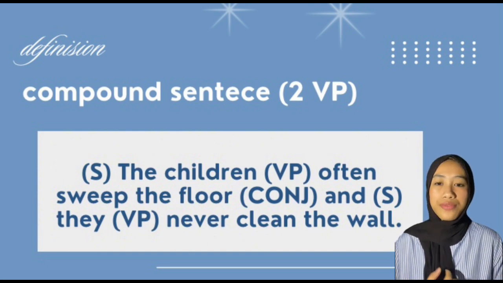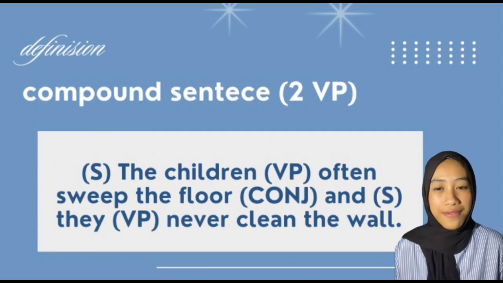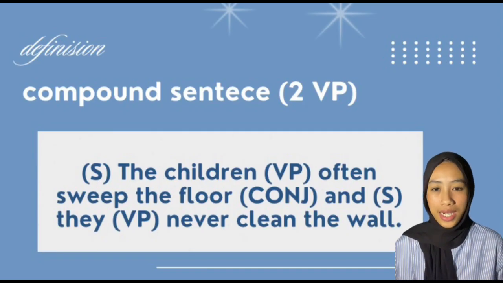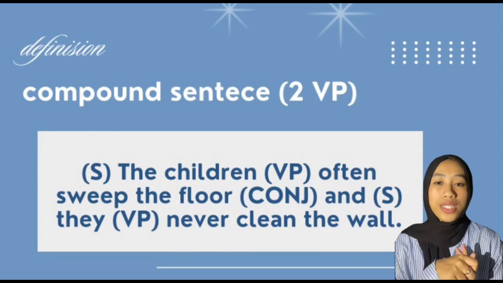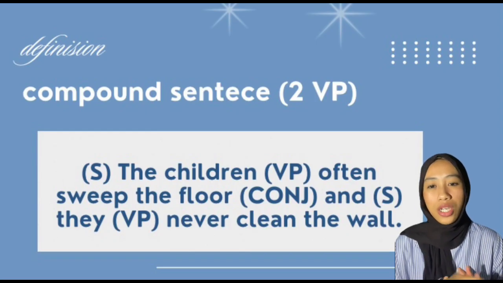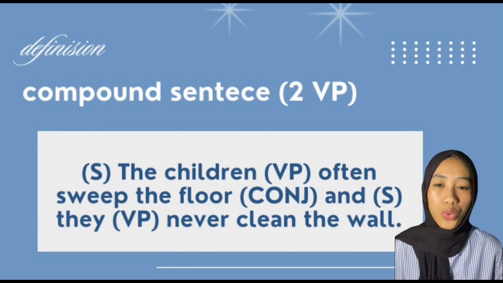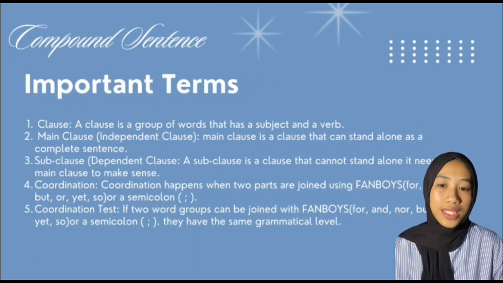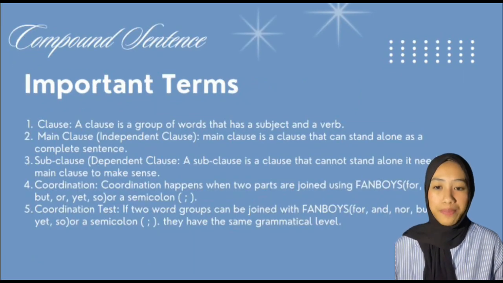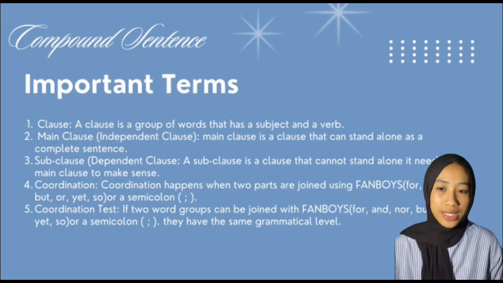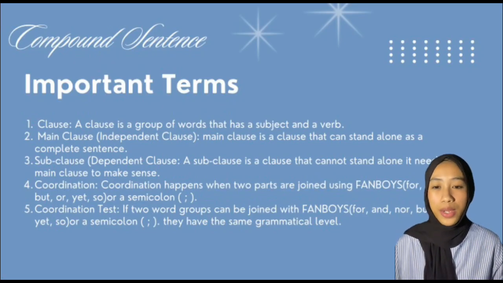And the second verb phrase in this example is never clean the wall. This shows the second action. And the word and is a coordinating conjunction. It connects the two actions. And the next are the important terms in compound sentence. Now I will explain some important terms that help us understand compound sentences more clearly.